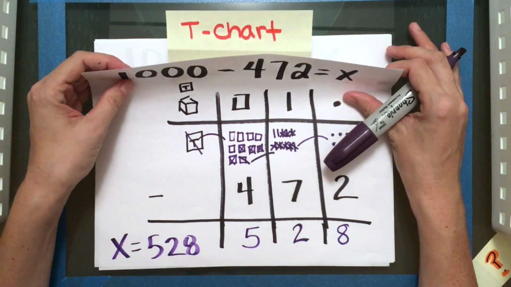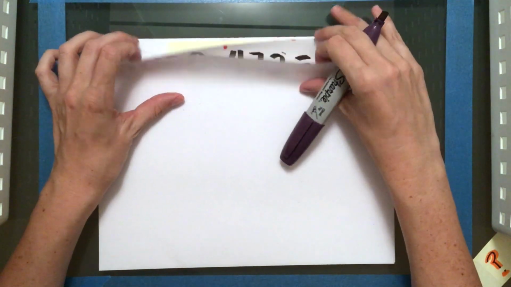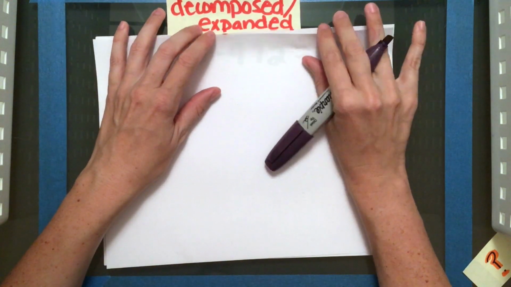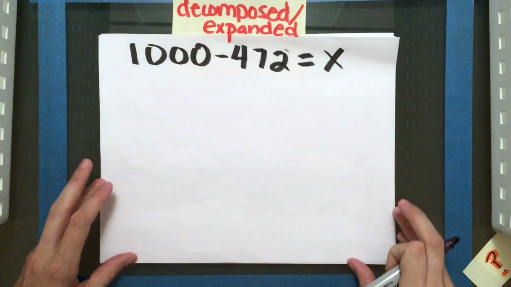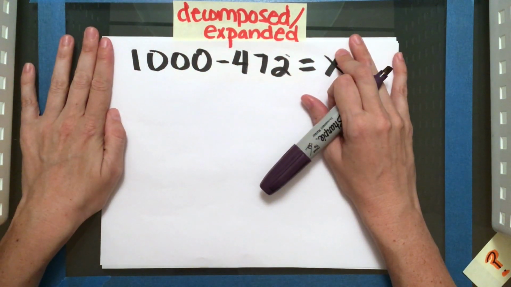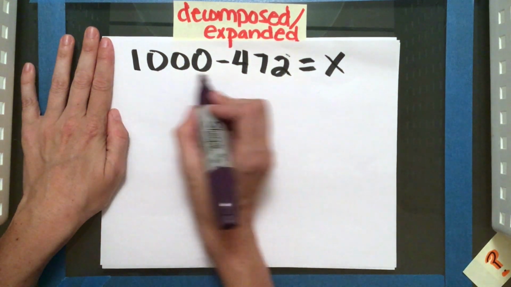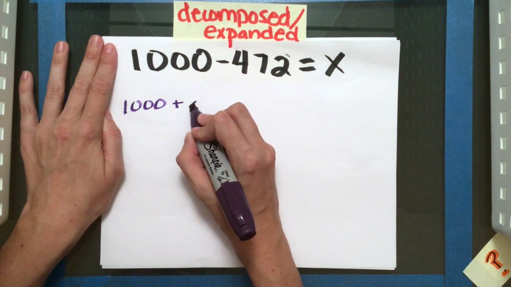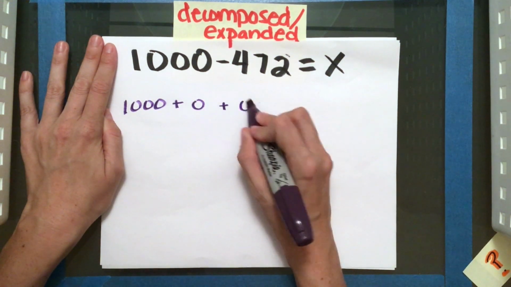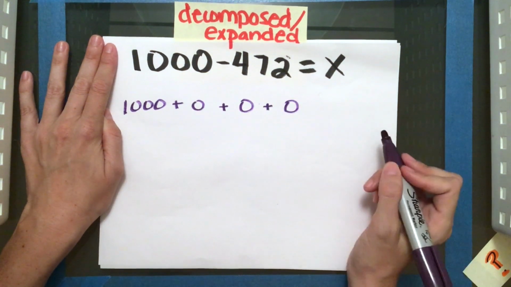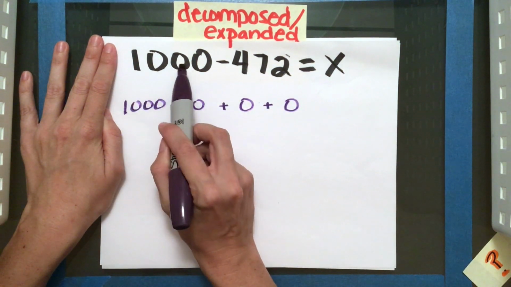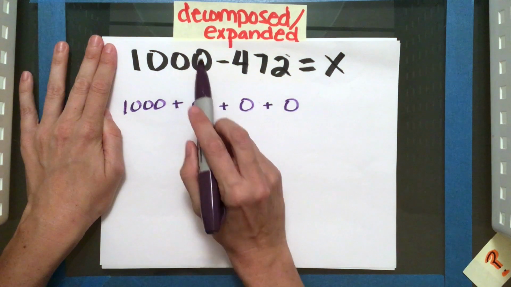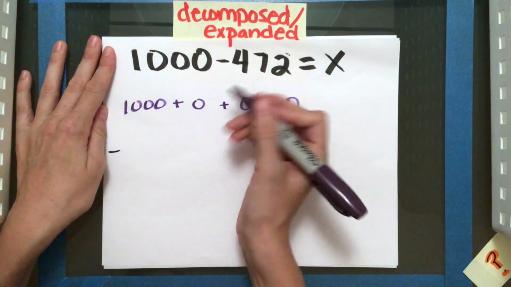Now we're going to take a look at the same problem, but using the expanded or decomposed way of solving the problem. This is going to be a great way for us to check our answer and see if our T-chart got us the right answer. So 1,000 broken apart is 1,000 plus 0 hundreds plus 0 tens plus 0 ones, because we're looking at the place value here, and we're seeing that there's a 1,000, 0 hundreds, 0 tens, and 0 ones.